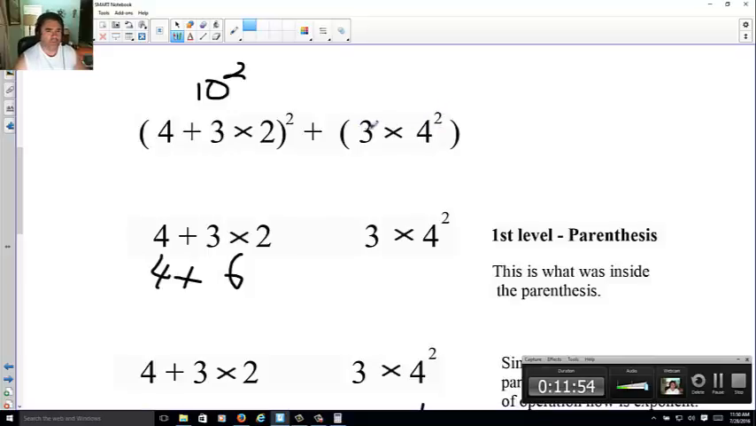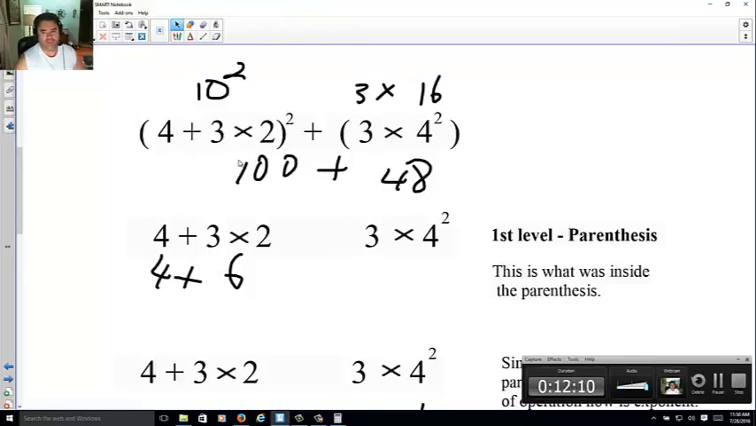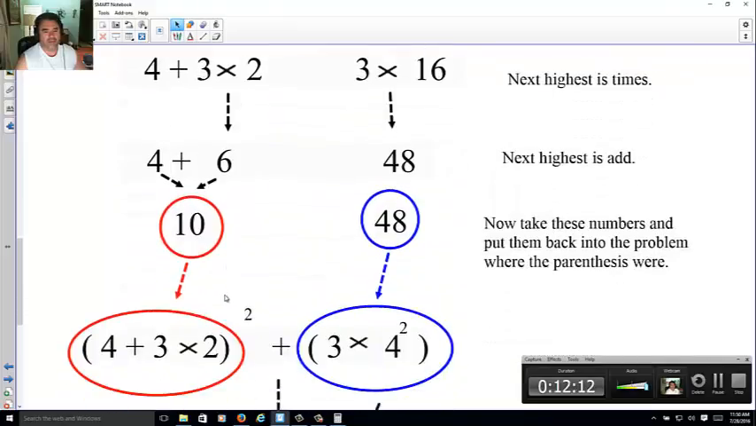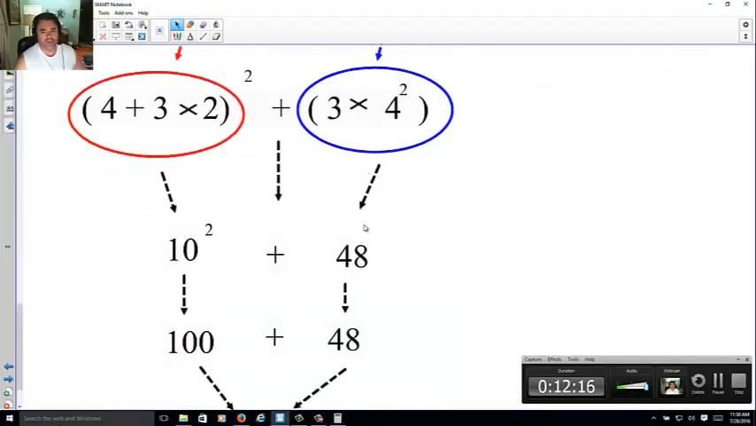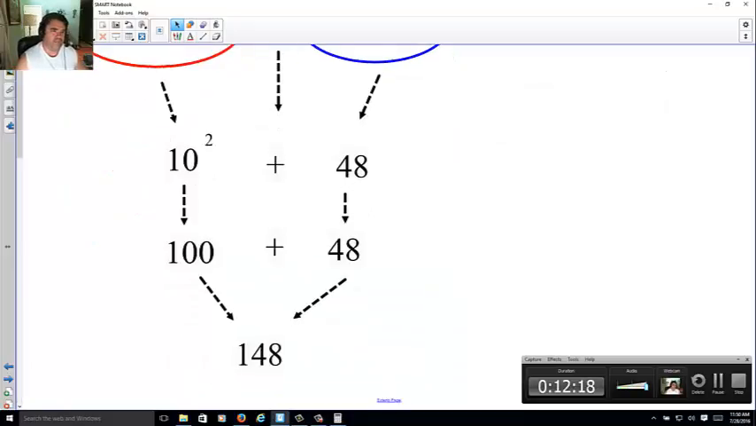So square comes before the times. So 4 square is 16. Then you have 3 times 16. Well, 3 times 16 is going to be 48, and 10 square makes 100. So 100 plus 48, that's supposed to be a plus, mind you. So I get 10 square right here, which makes 100, and then this makes 48, therefore 148.